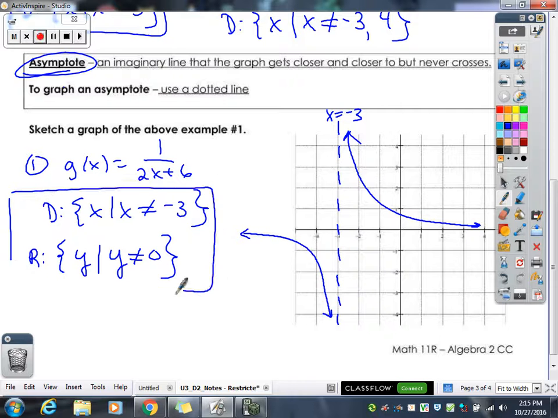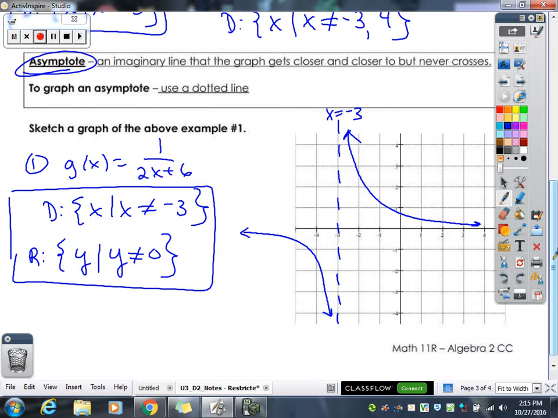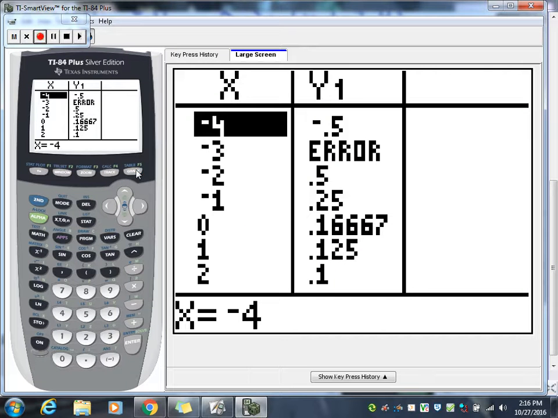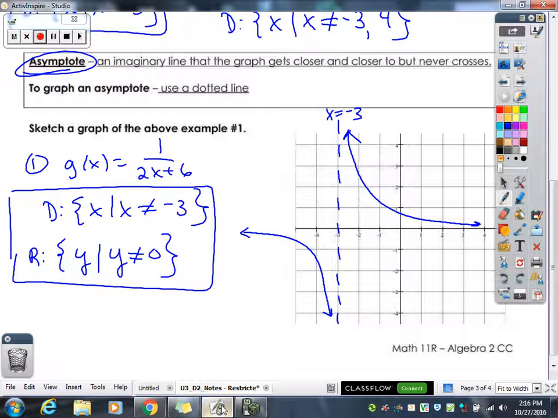With fractions, set the denominator equal to 0. Solve for x, that'll be your domain. The graphic representation of it is you're going to use a dotted line to show the asymptote, label the asymptote with the equation of the line x equals negative 3, and then sketch other parts of the graph that you got from the graphing calculator. And you'll get used to sketching those curves the more that we do them.